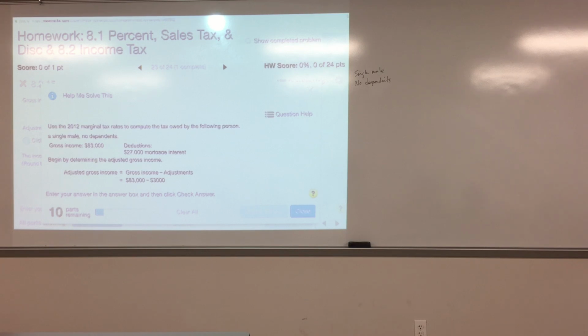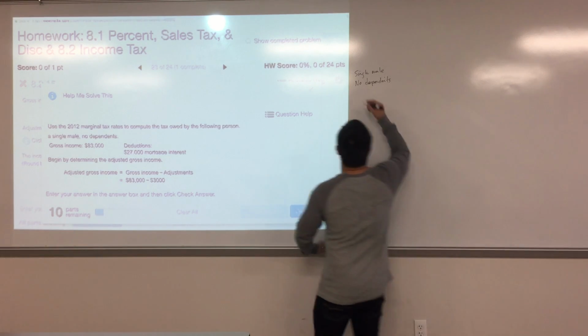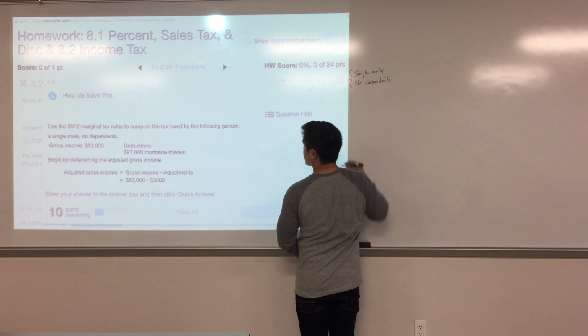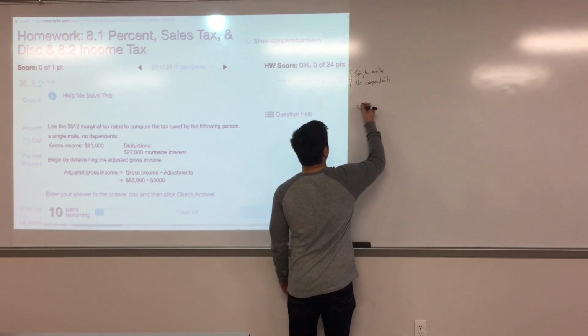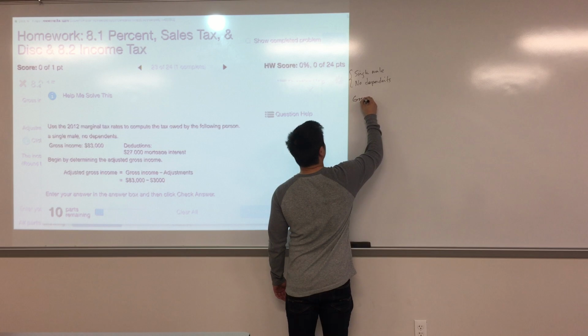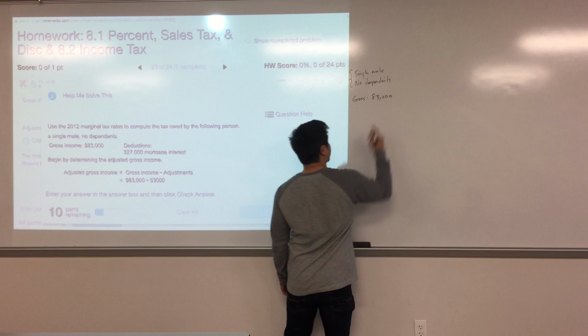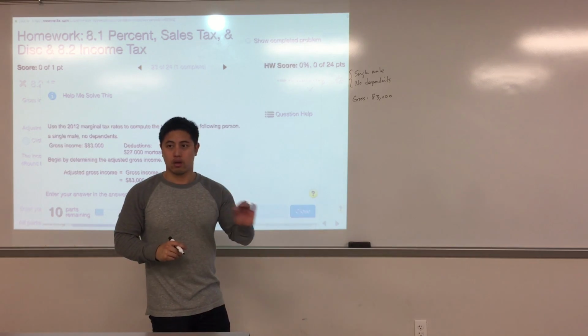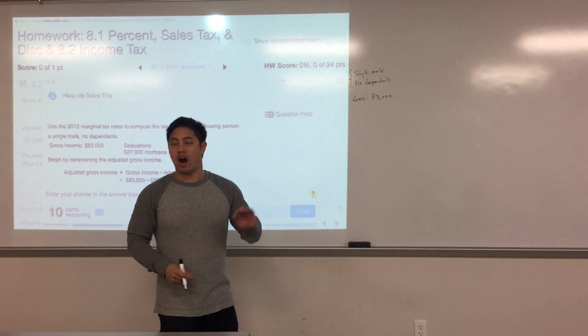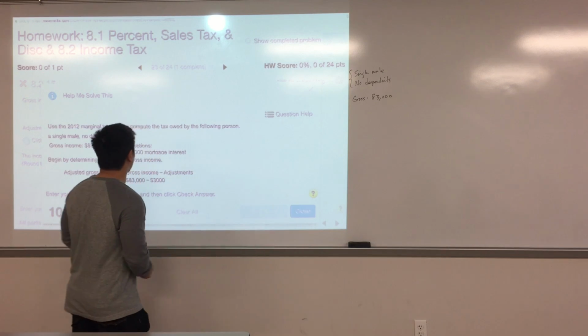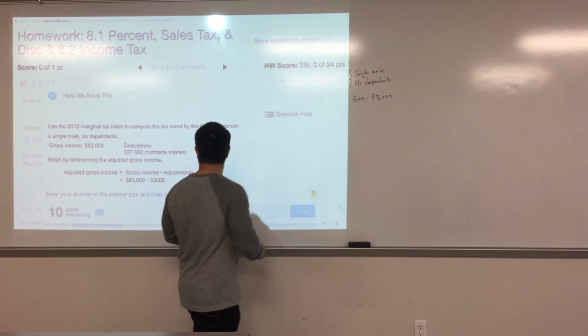This one's decent. Let's see how it works. Okay, so we're a single male, no dependents. What's some other information? We have our gross income, which is $83,000. These are all important things that you either need to note or circle, highlight, underline before you get started on the problem.